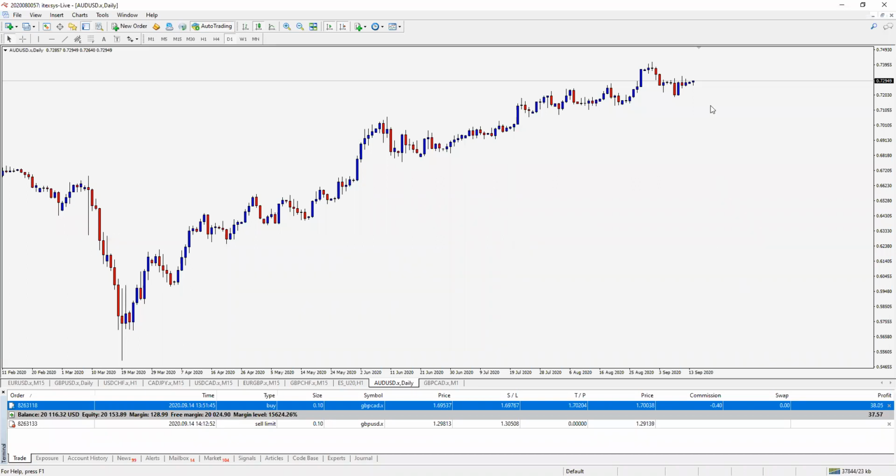So let's talk about now. This is where the price is now, that's the highest level.